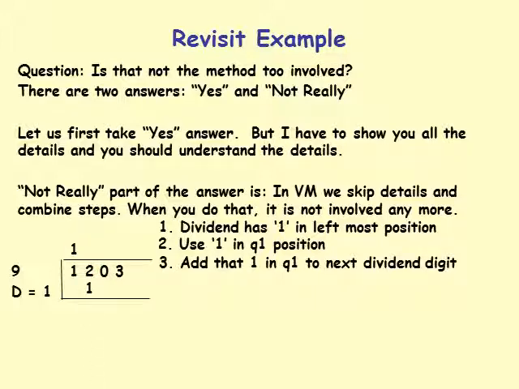Okay, let's continue here. So we added 1. Now 2 plus 1 is 3. I'm going to use the total of 3 in Q2 position. 2 plus 1 is 3, and now my next quotient digit is 3.